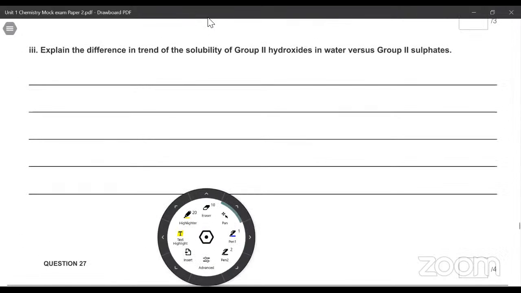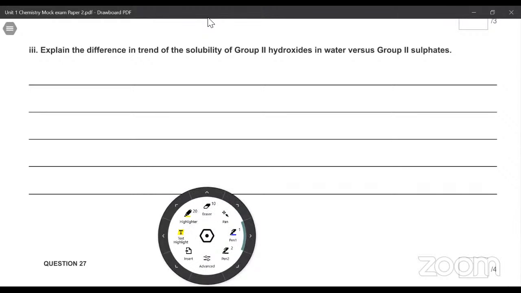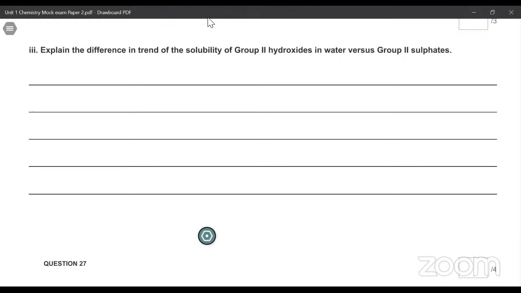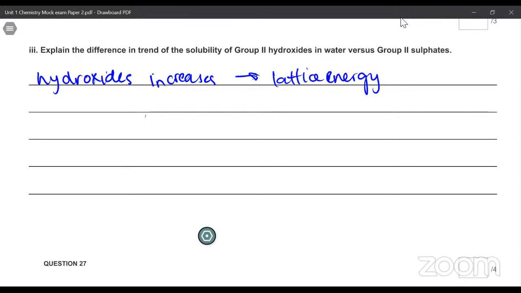right? And this question wants you to explain the difference in the trend of the solubility of the group 2 hydroxides in water versus group 2 sulfates, right? Now, for group 2 sulfates, it's practically the opposite. So for hydroxides, it increases because the lattice energy decreases, pay attention to this, right? Decreases faster than the hydration enthalpy.